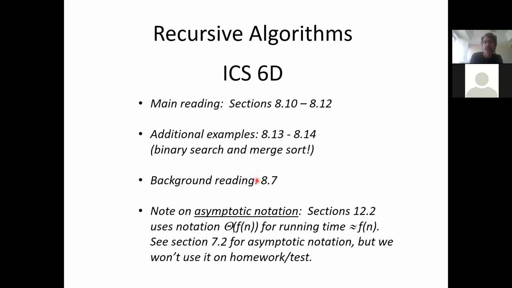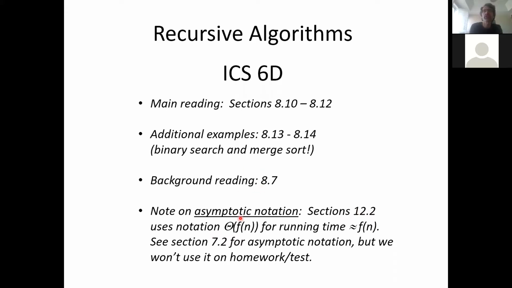And here is some background reading, and just another word of note. The book, starting from section, oh, this is a typo, it's 8.12. Anyway, I meant section 8.12 here. I'll fix this. It starts talking about asymptotic notation for running time. So starting here, but also when it talks about the running time of either the merge sort or the binary search and other examples here, it uses this asymptotic notation.